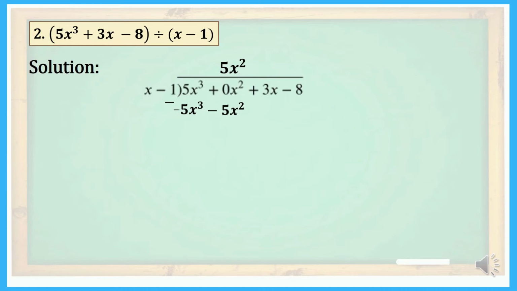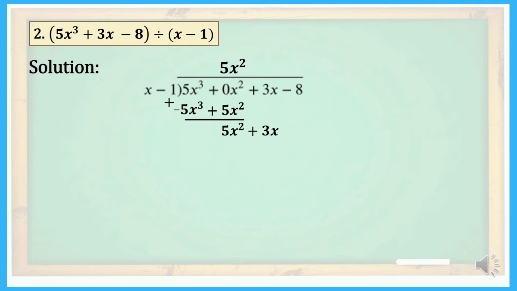And negative 5x squared will become positive 5x squared. Then proceed to addition. So after changing the subtrahend, proceed to addition. Then do the process of addition. So 5x cubed plus negative 5x cubed is 0. So 0x squared plus positive 5x squared is 5x squared. Then bring down positive 3x. So our dividend here is 5x squared plus 3x.